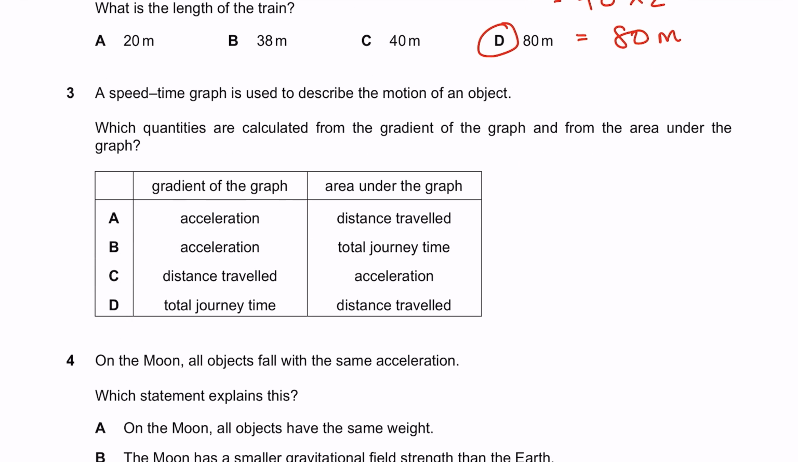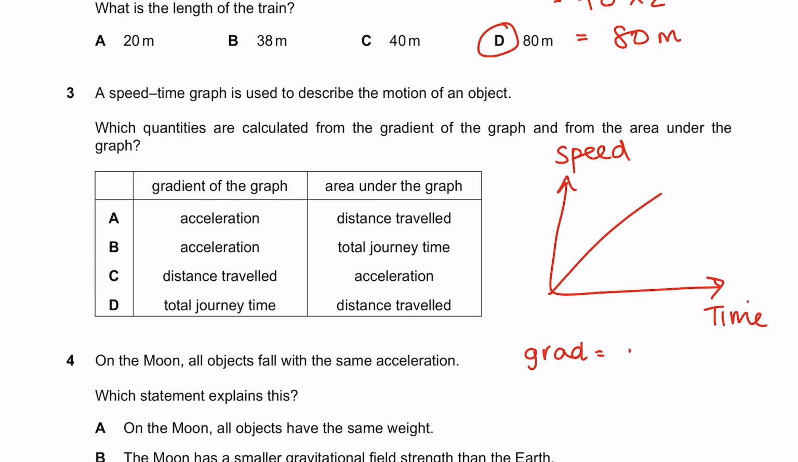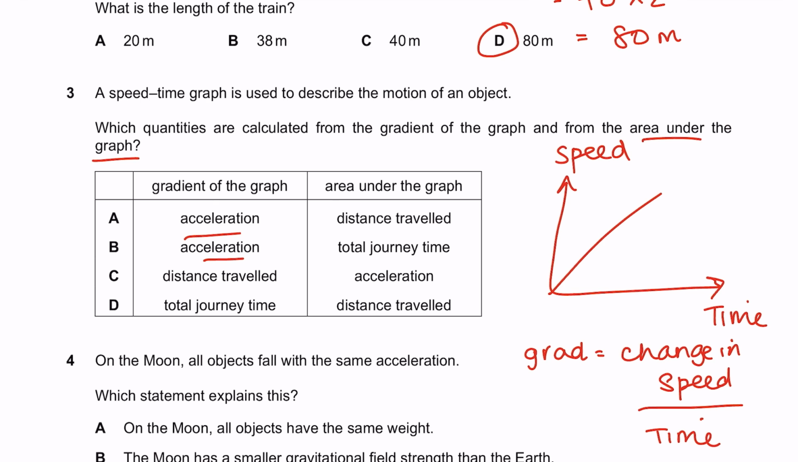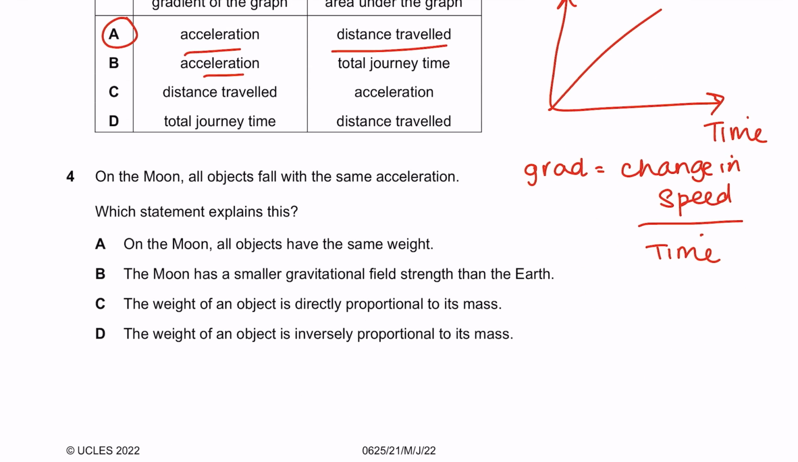The speed-time graph is used to describe the motion of an object. Which quantities are calculated from the gradient of the graph and from the area under the graph? So pretend there's an example. So the gradient would be change in speed, because it's the y-axis, divided by time, which remember is the same as acceleration. Acceleration is change in speed over time. So we know the gradient is acceleration, and then you just need to remember for me that the area under the graph is the distance travelled. The answer is A.